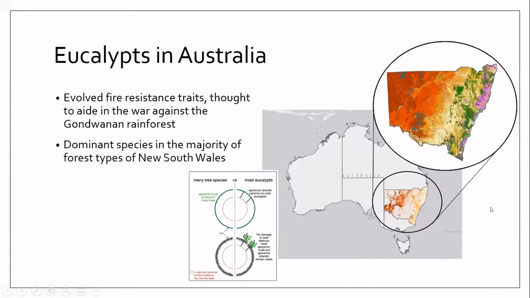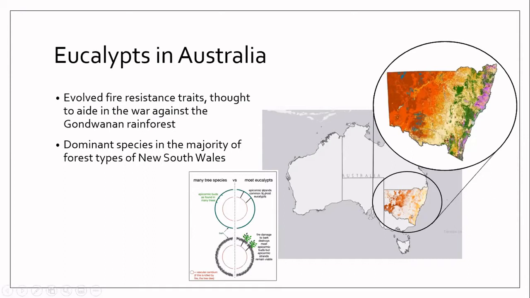I'm focusing on eucalypts in New South Wales, Australia. They took over the landscape in Australia when the continent was aridifying and becoming more flammable, which means that they evolved these really unique fire resistant traits that allow them to survive pretty severe fires and also promote fire on the landscape in order to wage war against the ancestral rainforests that occurred there before they radiated on the landscape. So now they're the dominant species in the majority of forest types in New South Wales.